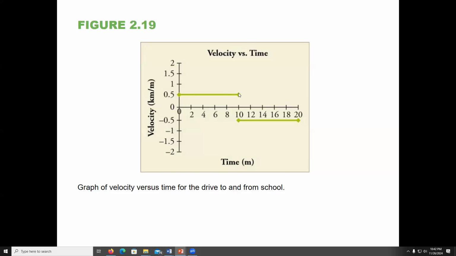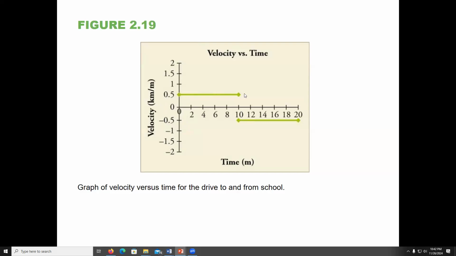Then at 10 minutes, we stopped. Then the graph moved down. So now we're not moving at 0.5 kilometers per minute, we're moving at minus 0.5 kilometers per minute. What does that tell you? That tells you we changed direction. We were headed 0.5 kilometers per minute in the north direction here, but here we're still going 0.5 kilometers per minute, but in the south. That's why the sign changed. Here we were going in the north, now we're going in the south.